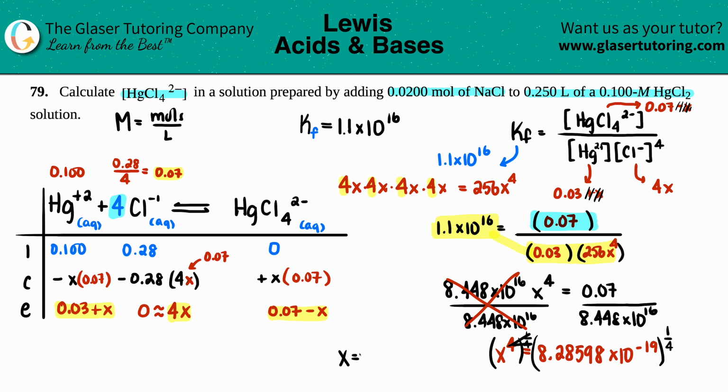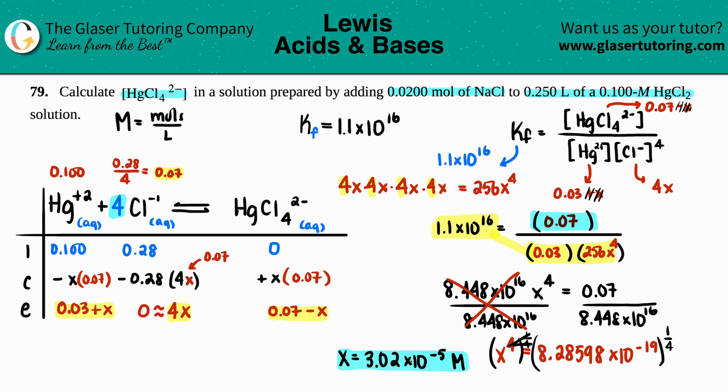So 8.28598 times 10 to the negative 19th raised to the 1/4. Looks like 3 sig figs. So 3.01, actually 3.02. 3.02 times 10 to the negative 5th. And make sure that this is in the realm of 5%, right? 5% of your initials, but either one that you take, 0.07 or the 0.03, you're going to be in the 5%, right? So I'm just going to bypass that step. And that's what the x value is.